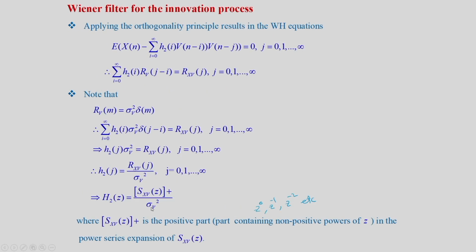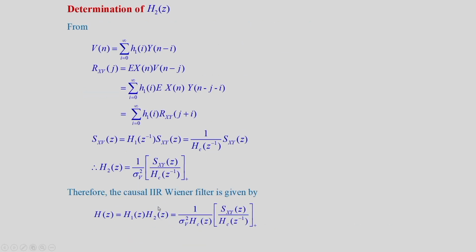So, we have H2(z) equal to the positive part of Sxy(z) divided by Hc(z^-1), all over sigma v square. Therefore, we will substitute this expression. So, we will get H2(z) is equal to 1 by sigma v square into the positive part of Sxy(z) divided by Hc(z inverse).